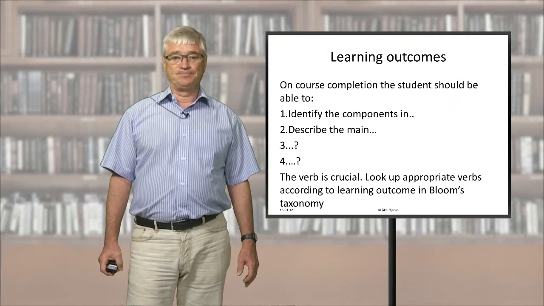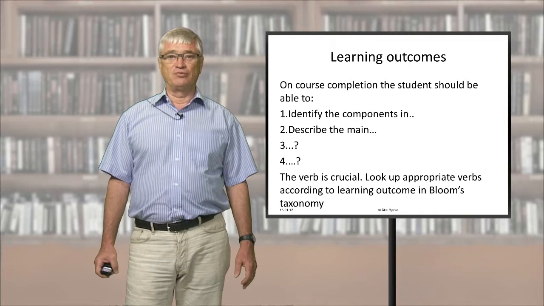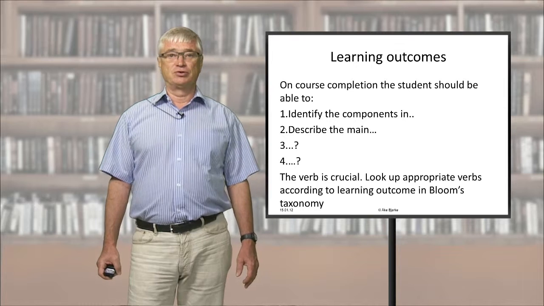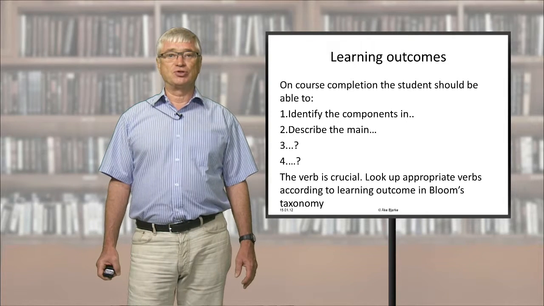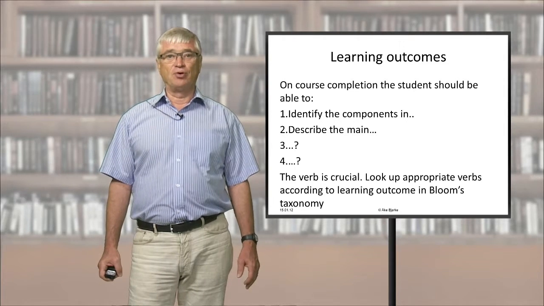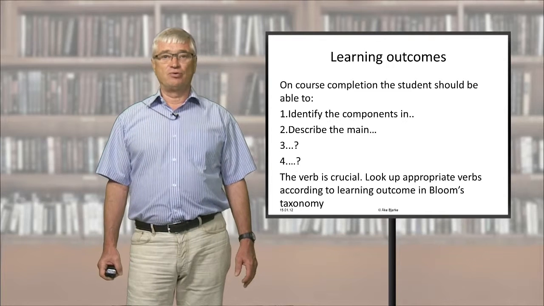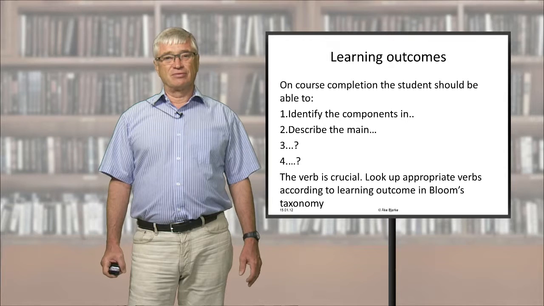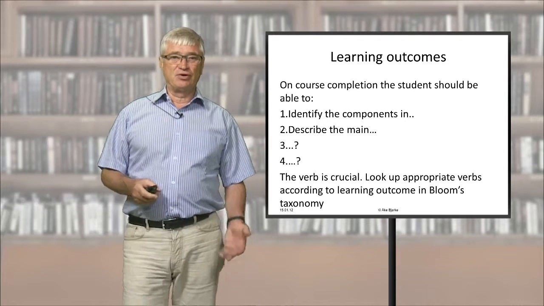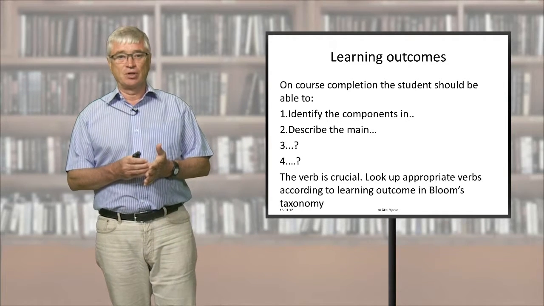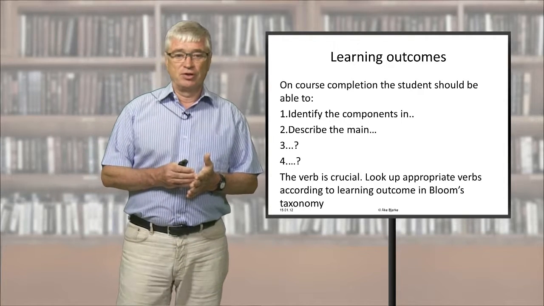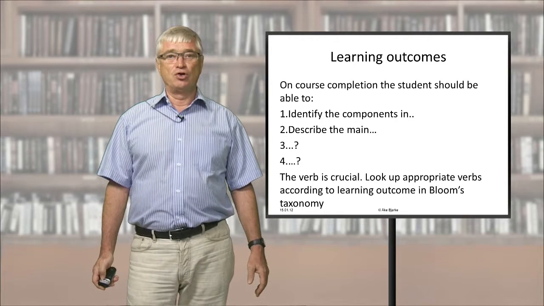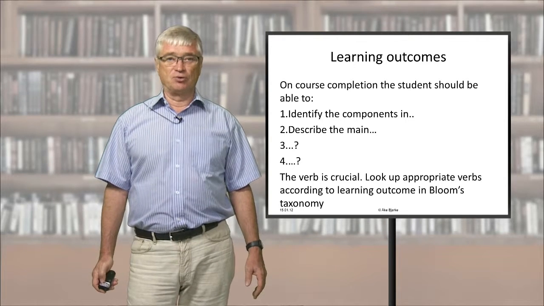Learning outcomes are very tricky for most teachers. On course completion, the student should be able to, for example, identify the components, describe, and you can have several of these learning outcomes. The verb is crucial. Look up appropriate verbs according to learning outcome in Bloom's taxonomy.